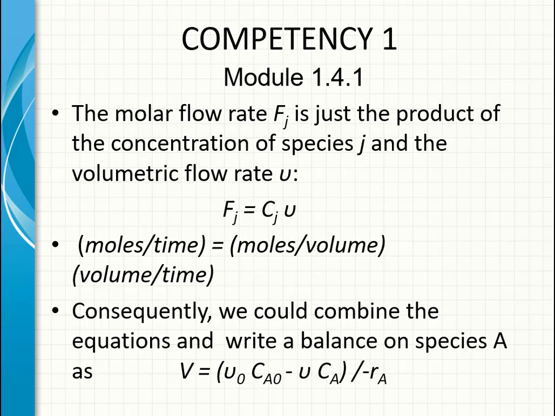Consequently, we can combine these equations and write the balance on species A as: the volume is equal to the volumetric flow rate at the entrance v0 times the concentration of A at the entrance CA0, minus the volumetric flow rate at the exit v times the concentration of A at the exit CA, all divided by minus rA.